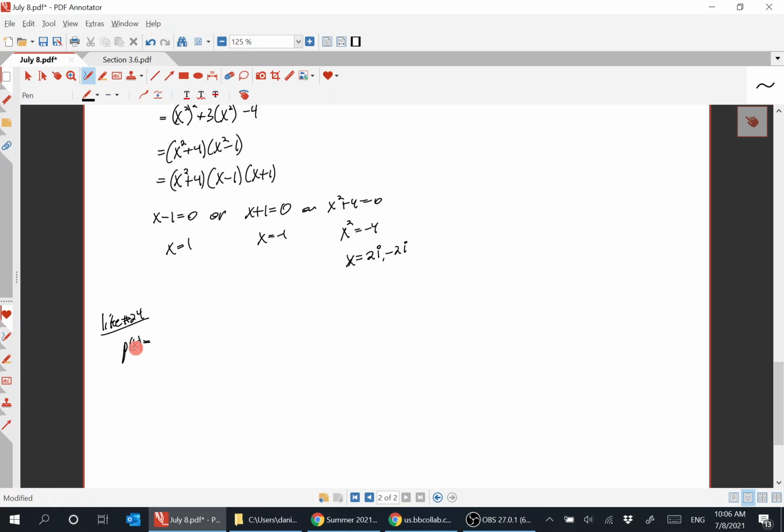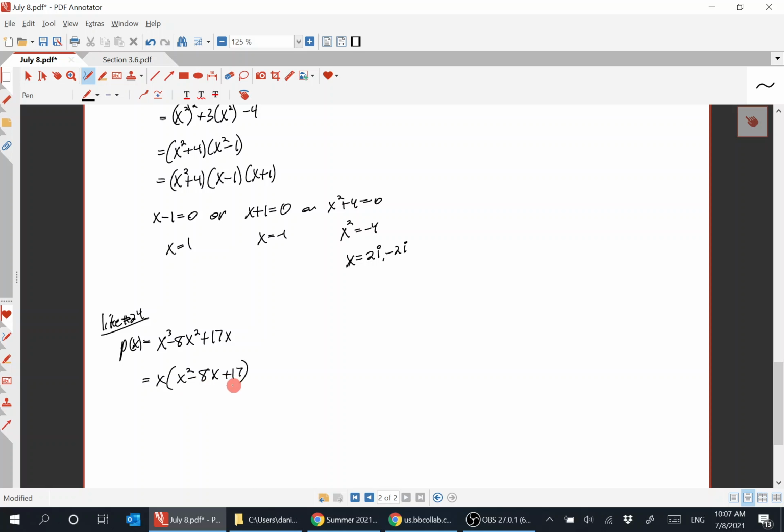So p of x is equal to x to the third minus 8x squared plus 17x. All right, factor and find the roots. So factor out an x, common factor. So x squared minus 8x plus 17. Now, this one does not factor.